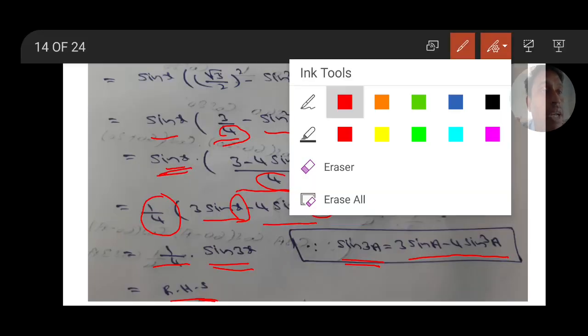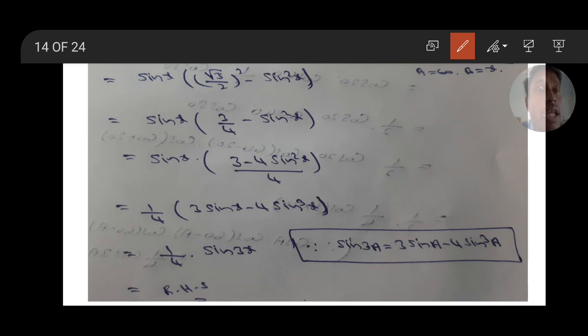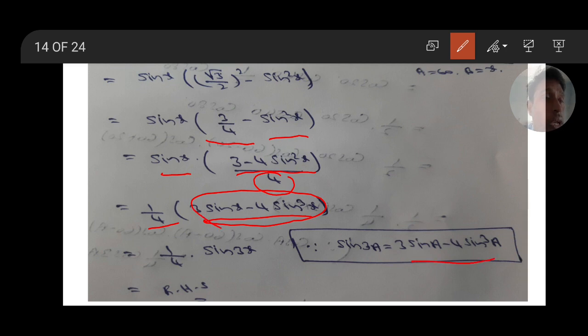Root 3 by 2 whole square means 3 by 4 minus sin square x. 4 is the LCM. 3 minus 4 sin square x by 4. Multiply with 1 by 4 outside. Multiply with sin x. 3 sin x minus 4 sin cube x. And this 3 sin a minus 4 sin cube a equal to sin 3a, therefore 1 by 4 sin 3x. Instead of a we have x, that is RHS.